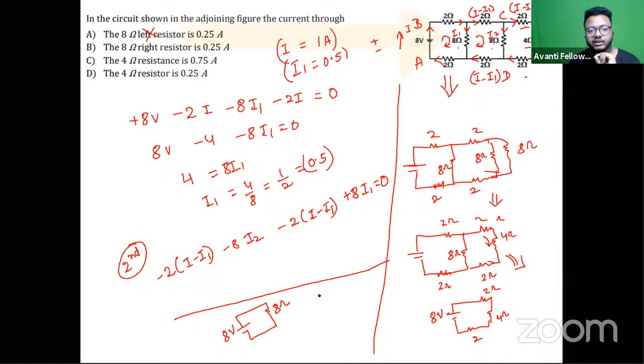Nikanta, have you got it? So we have V equal to IR, right? So I is nothing but V by R. V is 8 and R is 8, where R is the equivalent resistance. So it is 1 ampere. Have you got it? So 1 ampere is the current that is going out from it.